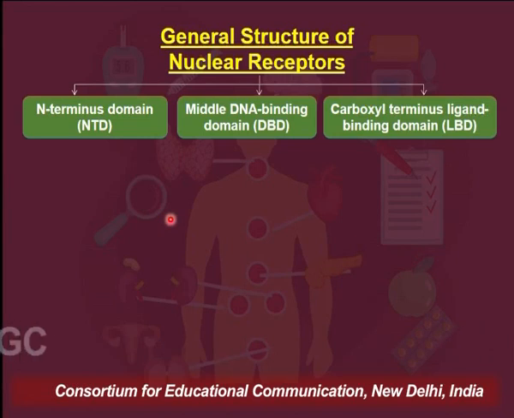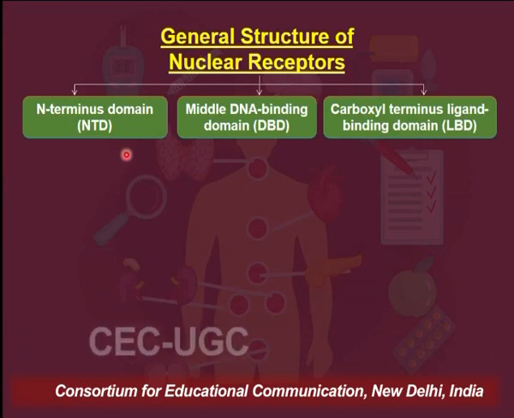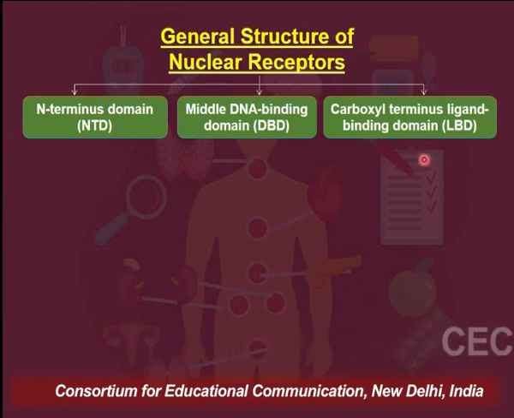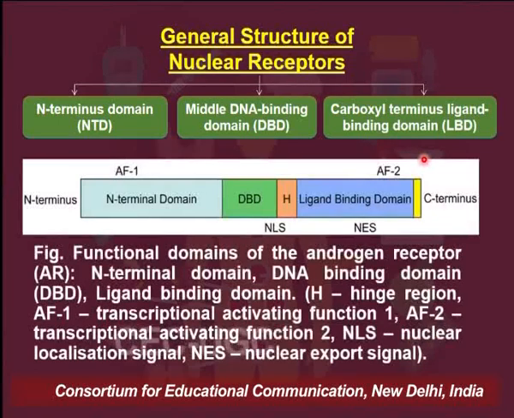Now what about the nuclear receptors? Let's have a look at that. The general structure of nuclear receptors includes three domains: the N-terminal domain, the middle DNA binding domain, and the C-terminal, that is carboxy-terminal, ligand binding domain. Here a representative picture you can see for your reference, wherein an N-terminal domain followed by a DNA binding domain and a ligand binding domain is shown.